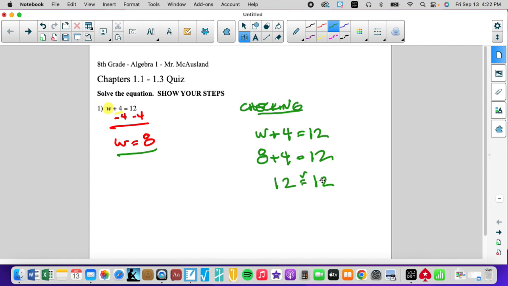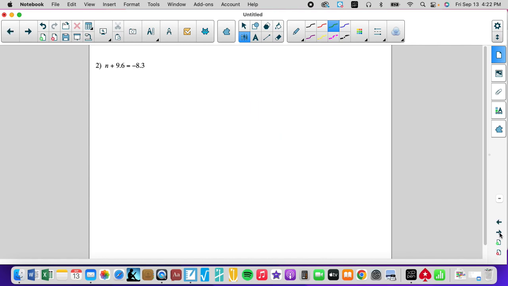The answer is not 12, the answer is still W equals 8, but this is the only value for W that makes the left side equal the right side. That's what all this is about. And we're just going to do it for different situations. So we look to see what's happening to my variable.